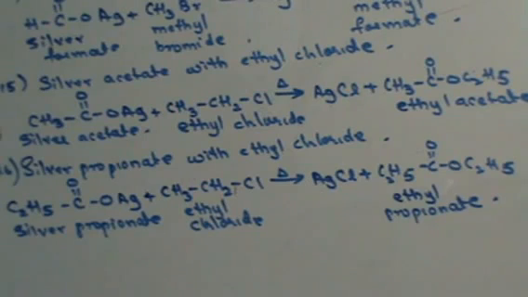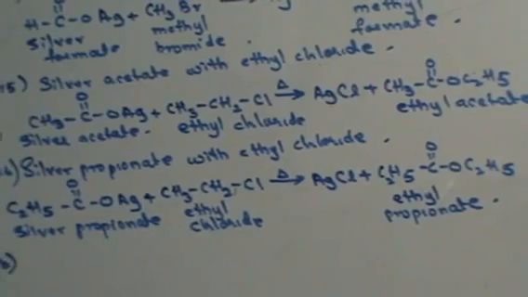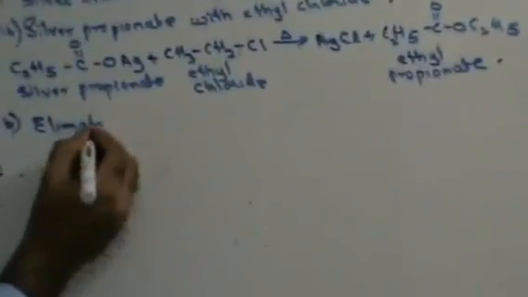The next type of reactions you have: first is substitution. The second type of reactions are called elimination reactions. Now, what are elimination reactions? Elimination reactions are those reactions in which an atom or a group of atoms attached to the carbon atom is removed. Such a reaction is called an elimination reaction.